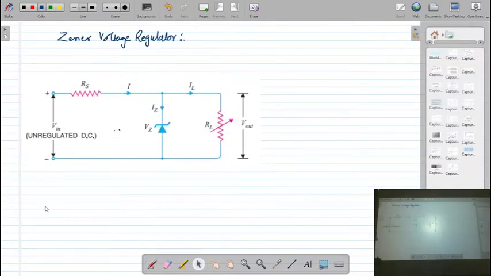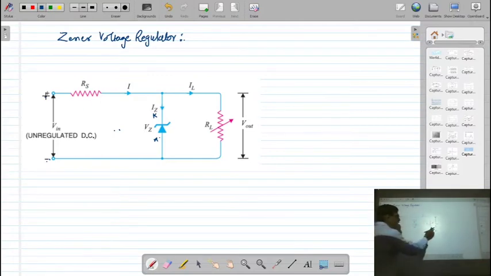Now try to understand the circuit. Here we are applying an unregulated power supply. The positive terminal and negative terminal are there. Then we have a series resistance and the Zener diode. This Zener diode is connected in reverse bias. This is the anode of the Zener diode and this one is the cathode. Anode is connected to negative and the cathode is connected to positive. It means the Zener diode is connected in reverse bias mode.